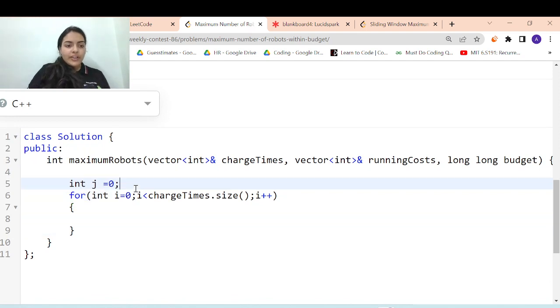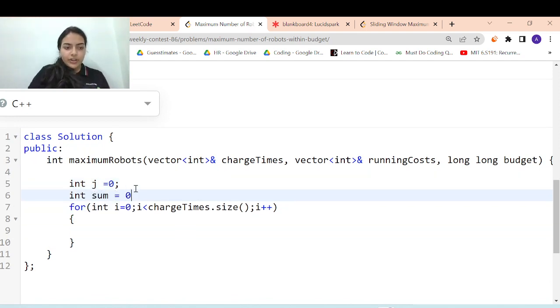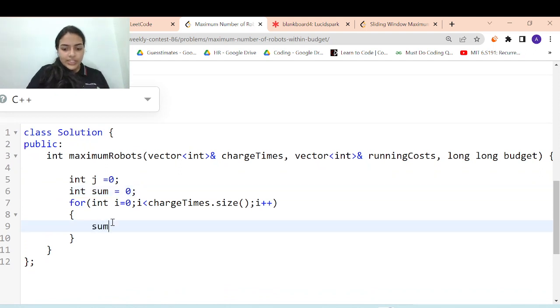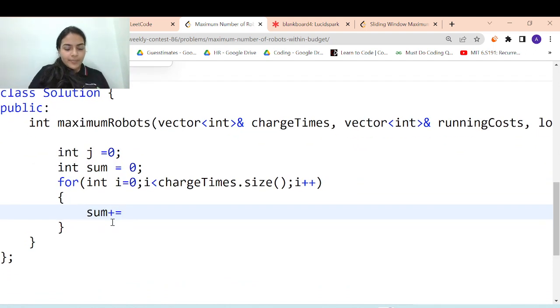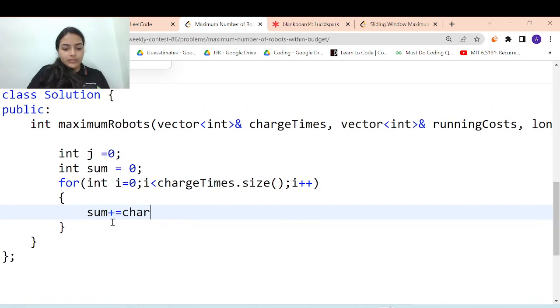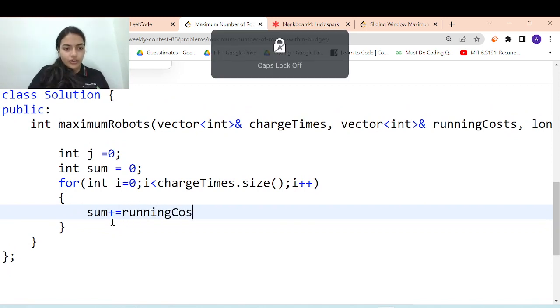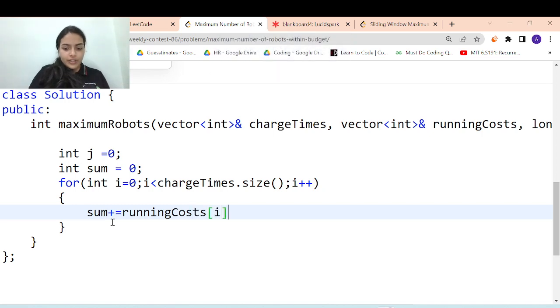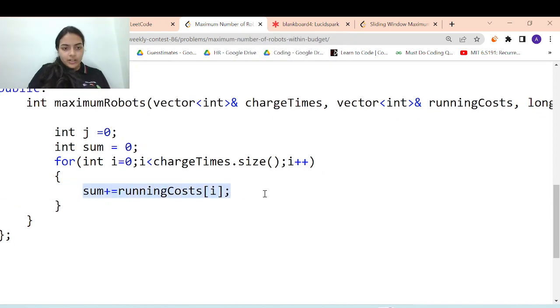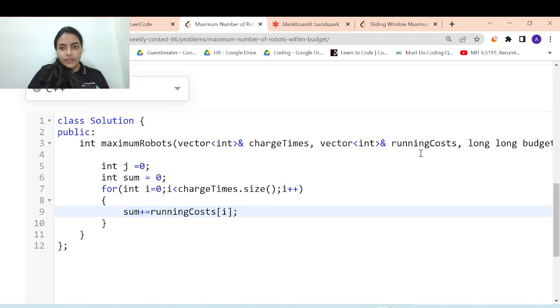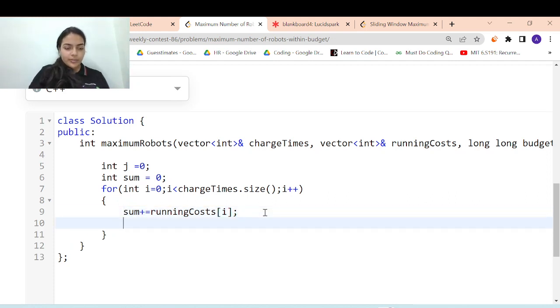Now we need one variable which we were calling sum. What is sum? Sum will always be equal to whatever value you are calculating from the running cost of i. So sum will always keep increasing if you are taking the current element. If your total sum exceeds the budget, then only you will decrease the sum. Okay, so now let's go forward. So this is our sum.